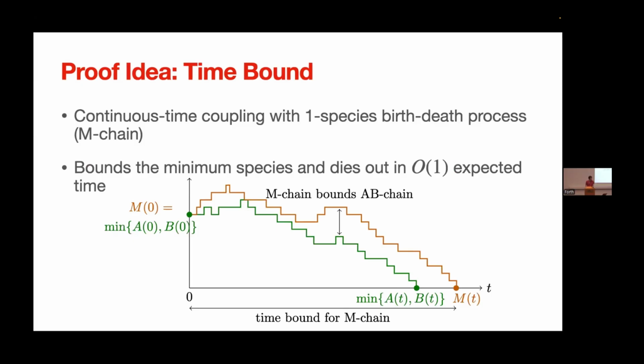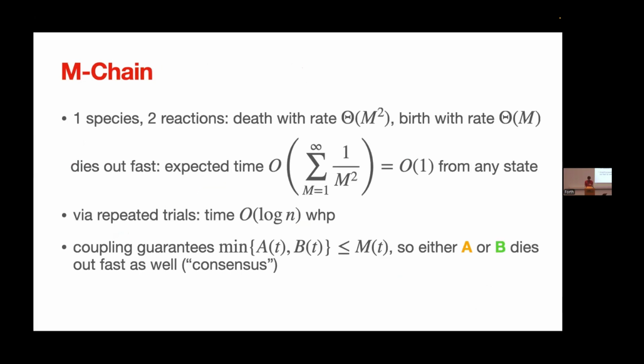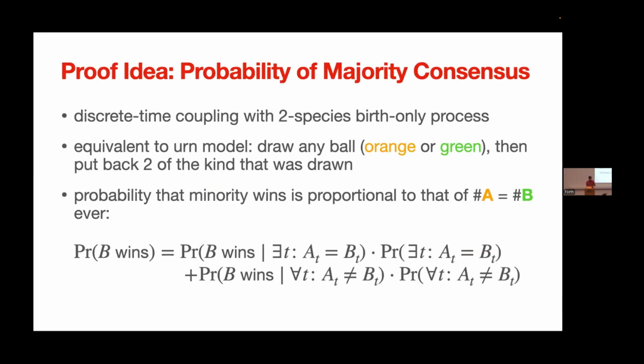So how to reason about these things? Now we are in continuous time Markov chain land. So there are all the tools that we know and love at our disposal. Maybe I won't do the time. Maybe let's just talk about the probability of majority consensus.